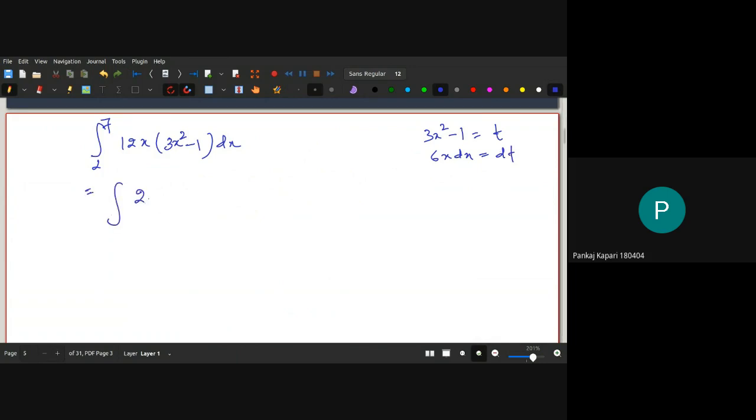So it is 2 times 6x. Okay, so you can see that this 12x times dx will become 2 times dt, right? And then 3x square minus 1 is just t, so this is 2t dt. And now when x is equal to 2, we have to also find the limits. So when x is 2, what is t? It's 11. When x is 7, t is 3 into 7 square minus 1.